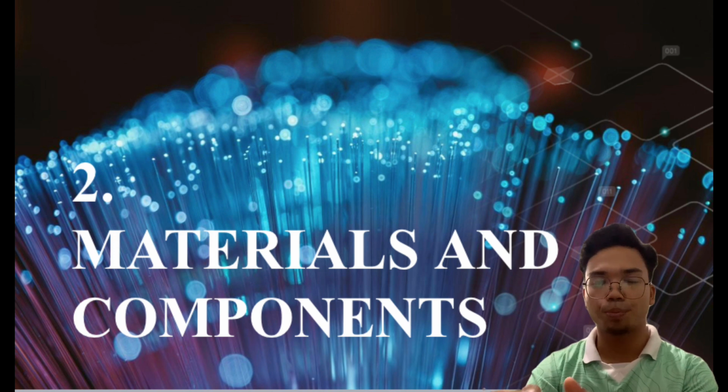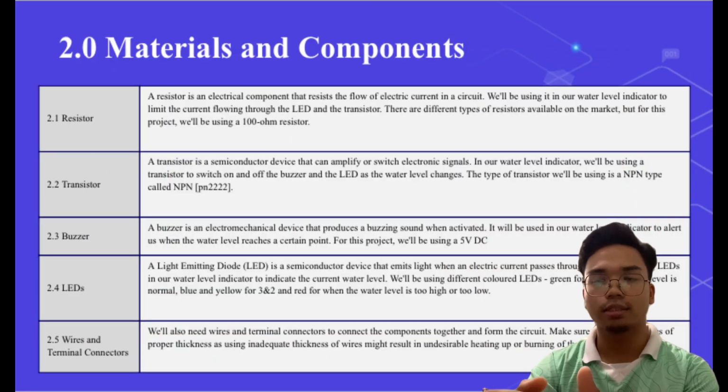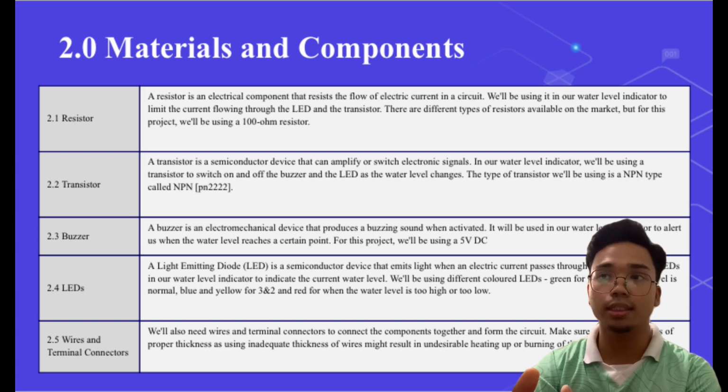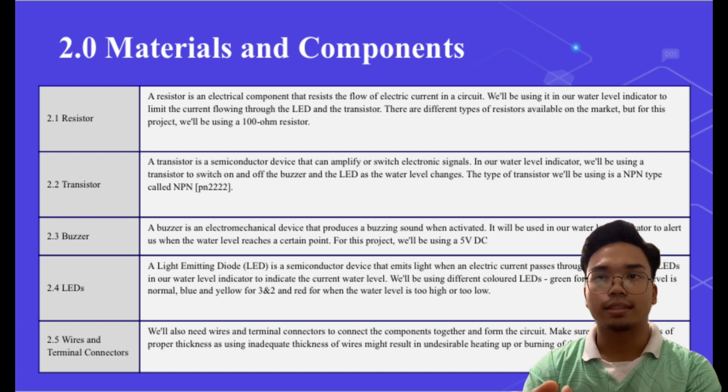Right now I'm going to present about 2.0 materials and components. There are 5 materials and components that were used in this project. First of all is 2.1 resistor. A resistor is an electrical component that resists the flow of electric current in a circuit. We'll be using it in our water level indicator to limit the current flowing through the LED and the transistor. There are different types of resistors available on the market, but for this project, we are using a 100 ohm resistor.